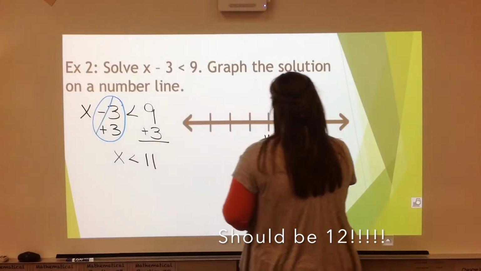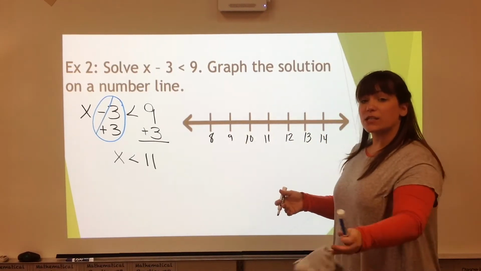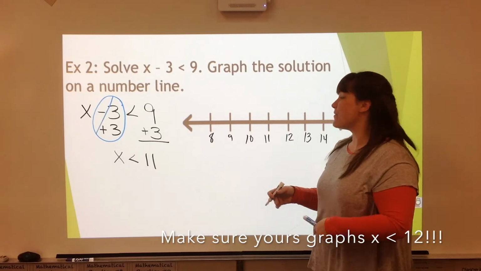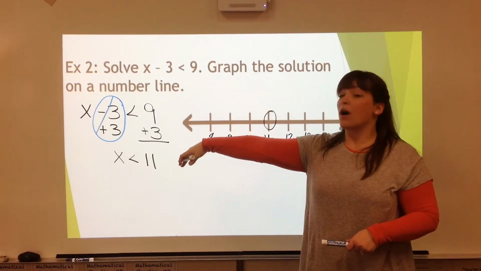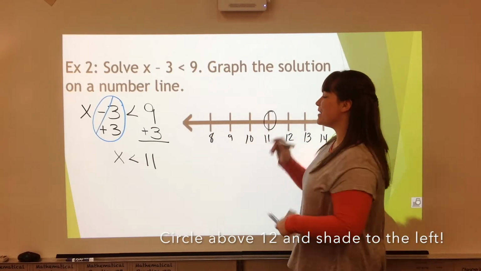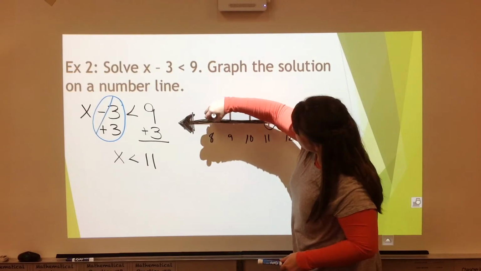I'm going to go over to graph it, fill in my numbers. This is just x is less than 11. So I only need an open circle, and I'm going to shade to the left, because if I plugged a 10 in, 10 is less than 11. Here's my giant arrow to the left.